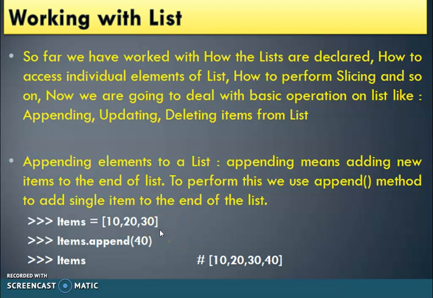Here, we pass the element through parentheses, not the square bracket. You can give this element because append is a function. We always use parentheses with functions, not square brackets. Then when you print these items, you will get 10, 20, 30, 40. That is, this element 40 is added at the end of the list.